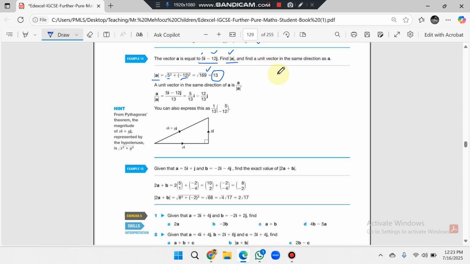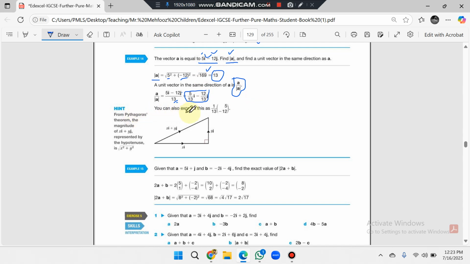The second one is the unit vector in the direction of A. The unit vector has the formula, that is the vector divided by its magnitude. So what is the vector? That is 5i minus 12j. What is its magnitude? That is 13. So when we simplify it and separate the fraction, it becomes 5 over 13 i minus 12 over 13 j. Do you understand? So this is the unit vector along the direction of vector A. Any problem?